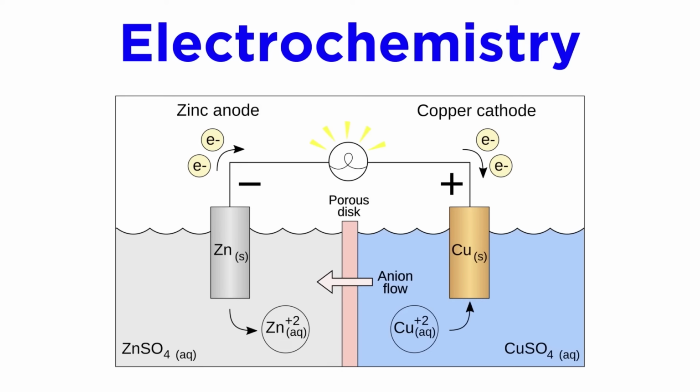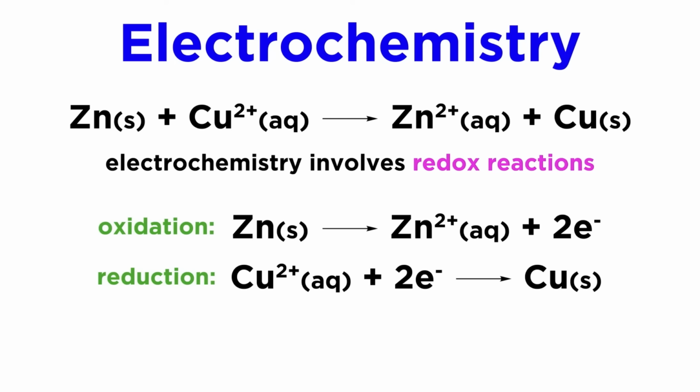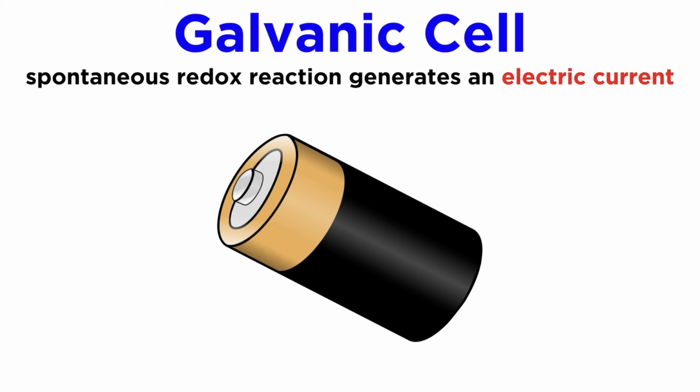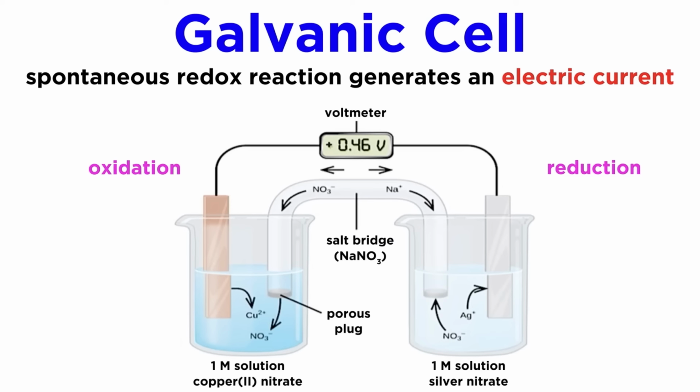Now we are ready to examine electrochemical cells, which couple redox reactions with an electrical current. A galvanic cell, also called a voltaic cell, is a kind of electrochemical cell in which a spontaneous redox reaction is used to generate an electric current, and we can harvest that electrical energy to use for our own purposes, such as in a battery. In a galvanic cell such as this one, we can split things up into an oxidation half reaction and reduction half reaction, which are physically separated so that the resulting current can flow through an external wire.